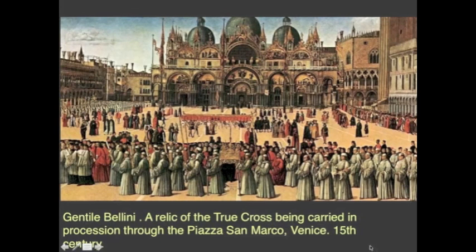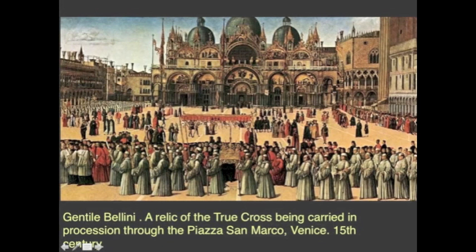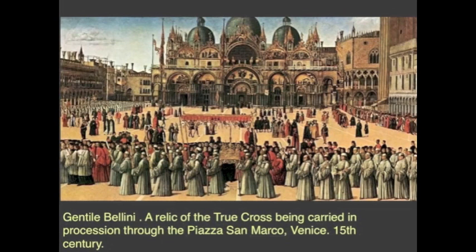This is a painting by Gentile Bellini, relic of the True Cross being carried in a procession through San Marco. I just want you to compare these two scenes. This is the Piazza San Marco, and we remember the Byzantine domes when we were talking about Byzantine architecture, the quincunx plan, the Byzantine dome, an attitude toward material as mosaic-encrusted luminous surface rather than something that expresses its tectonic properties. Here's another painting by Bellini of this cycle of St. Mark paintings, and this is St. Mark preaching in Alexandria.